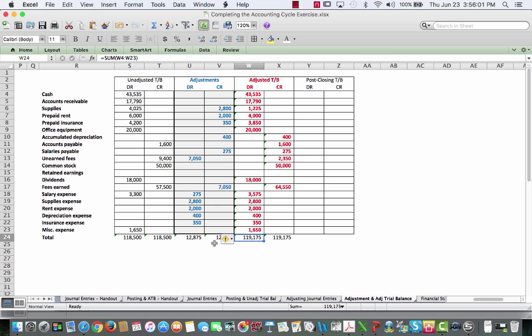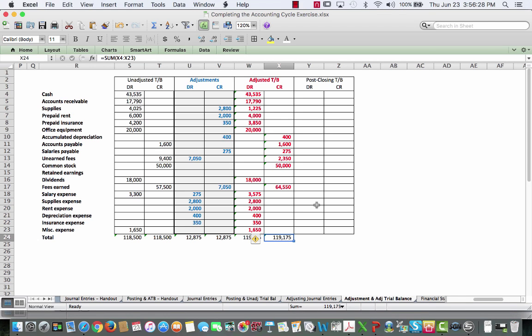Okay, so this is our adjusted trial balance, and we notice that in our trial balances, the debits equal the credits, right? In every trial balance, whether it's unadjusted, adjusted, or later on when I talk about the post-closing trial balance, the total of debits should equal the total of credits. So these numbers here on the adjusted trial balance are the final numbers, and from there, we can prepare our financial statements.